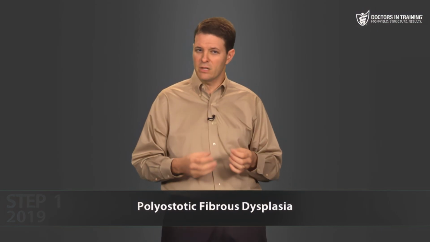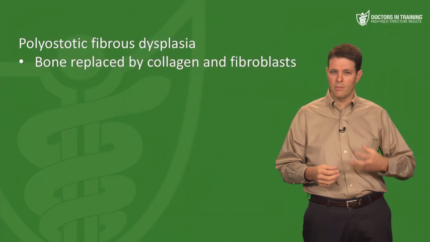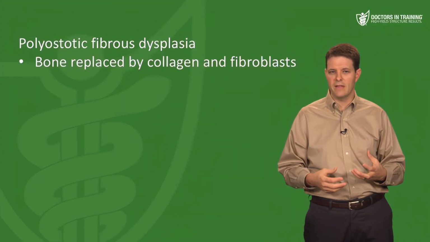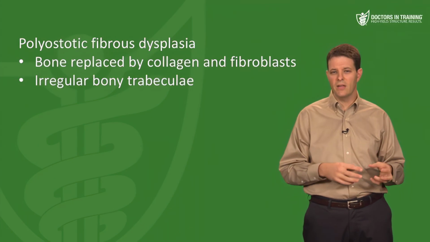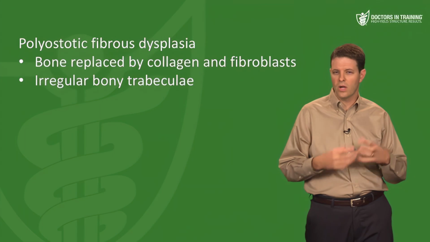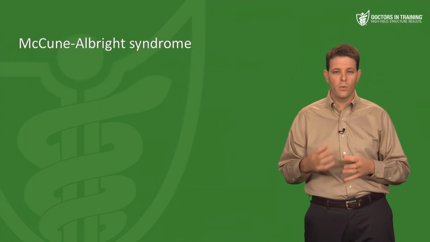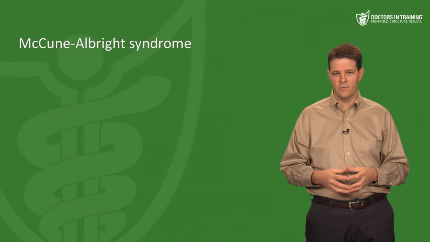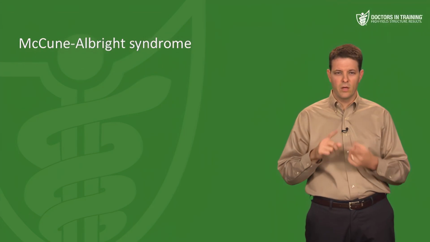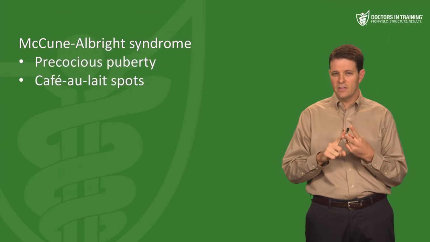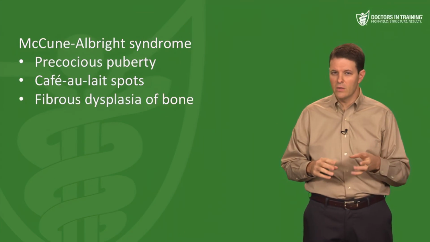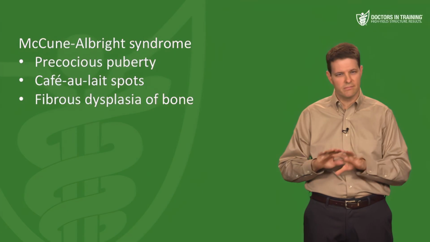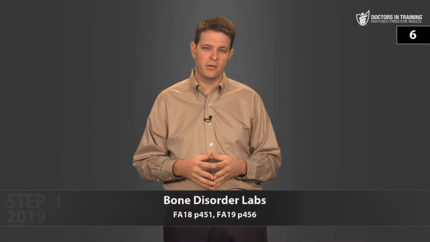Then one more bone disorder is something called polyostotic fibrous dysplasia. So this is dysplasia of the bone, fibrous dysplasia, where the bone's replaced by collagen and fibroblasts. So there are irregular bony trabeculae. So the ratio of collagen to calcium in the bones is high. There's more collagen than there ought to be. This is one part of McCune-Albright syndrome, which is characterized by three things: precocious puberty, café au lait spots, and this fibrous dysplasia of the bone. And don't confuse that with Albright hereditary osteodystrophy. They're two different things.